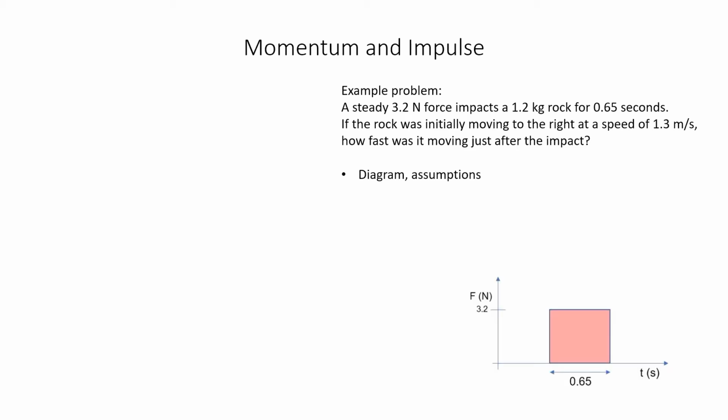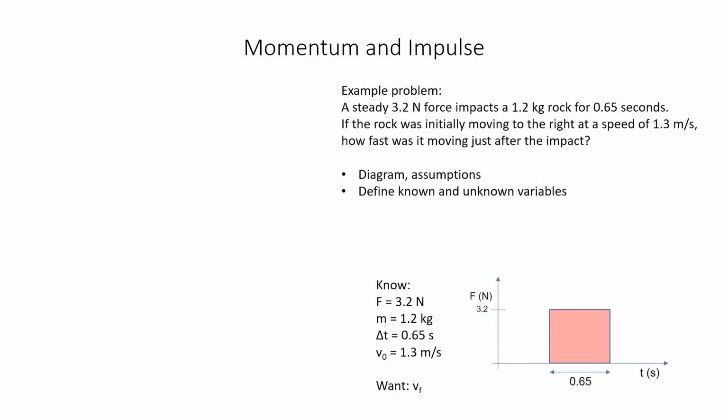We'll start by drawing a diagram and making assumptions. We'll assume, since we have a steady force, that it's a constant force over the whole time. We'll treat our rock as a point object. We'll say there are no other forces acting on the object. This diagram shows what the force looks like over that delta t. Now we'll define our known and unknown variables. We know the force, we know the mass, we know delta t, we know the initial velocity v0, and we want the final velocity.